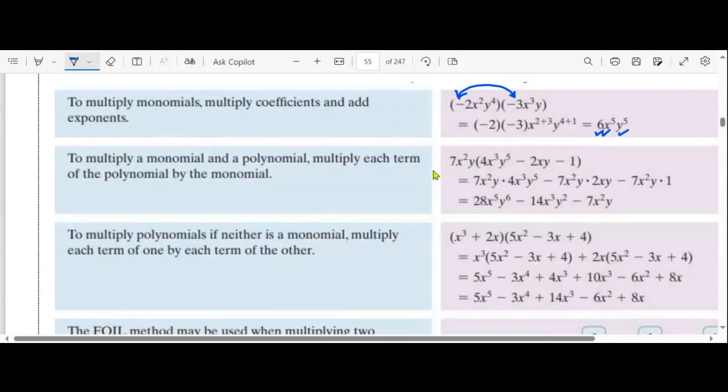Next example, multiply monomial and polynomial. Okay, so we're going to multiply. How many terms are here? One term, correct? So you multiply it how many times? 3 times. What about this? Multiply. How many terms here? 2 terms. And how many terms here? 3 terms. So you have to multiply how many times? 3 times or 6 times? 6 times. Is this clear?